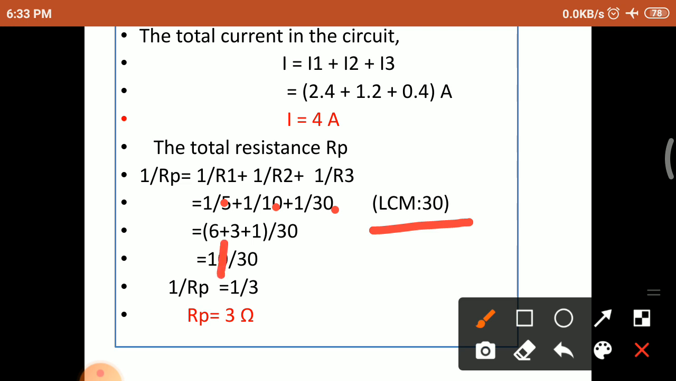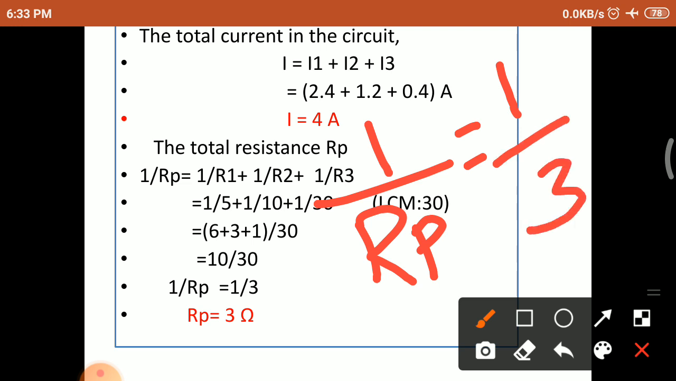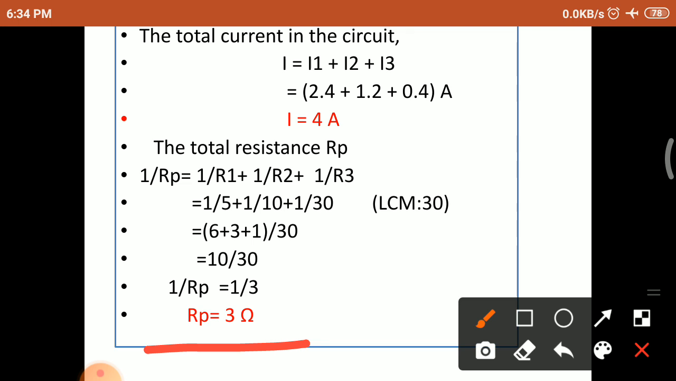If I cancel the 0s, I get 1 by 3. So 1 by Rp value is 1 by 3. So Rp equal to 3 ohm. So from this we can write Rp equal to 3 ohm, because the unit of resistance is ohm. Here the unit of current is ampere, so I equal to 4 ampere.